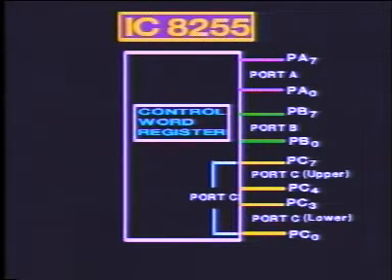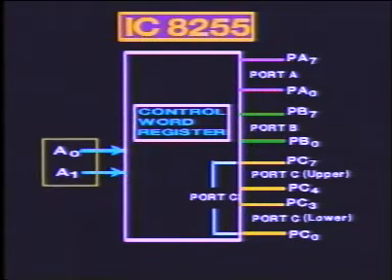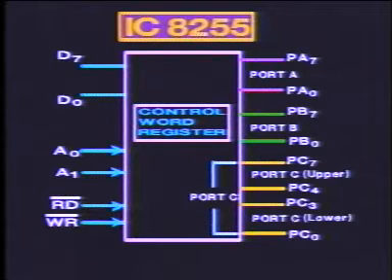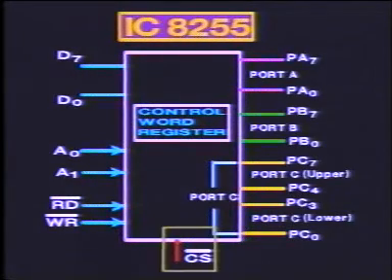The device also has an 8-bit internal register to store the control word. The control word is used to configure the three ports of the device either as input or as output. The lines A0 and A1 are used to address the three ports and the control word register. The read bar and write bar lines allow the CPU to read or write into the device. The data lines D0 to D7 are connected to the data bus of the microprocessor. The chip select signal enables the device.